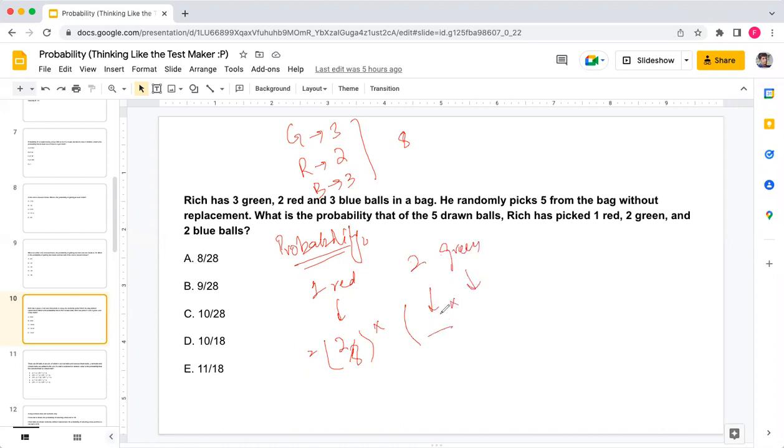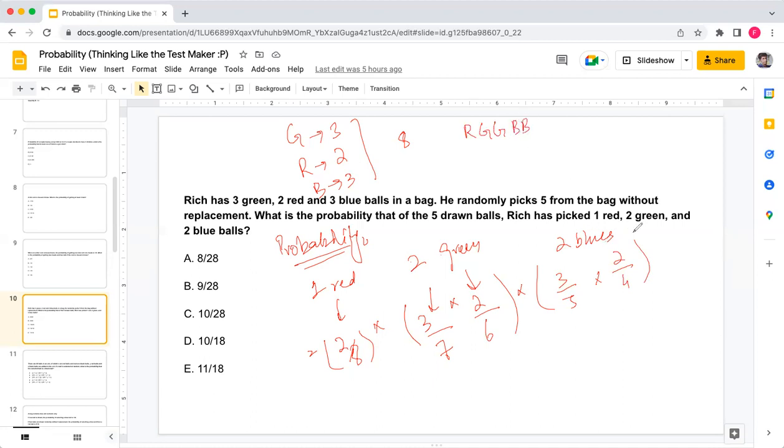Okay, so first one green, how much? That will be 3. Now the total will be 7 because this is without replacement. So 1 ball is already picked. Now out of 3, 1 is picked. Now we are left with 2, and total will become 6. And for the next 2 blues, first one will be 3 by 5, and next one will be 2 by 4. And this is only one arrangement in which we have red, green, green, blue, blue.